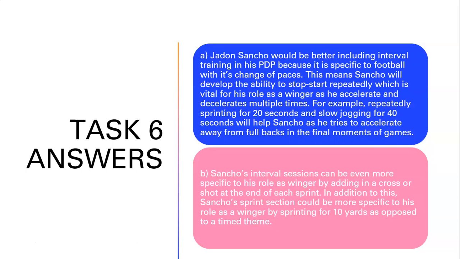And then for those of you who wish to strive for an A, another way we can make his sessions more specific. In addition to this, Sancho's sprint section could be made more specific to his role as a winger by sprinting for 10 yards as opposed to a timed theme. This is crucial because again the specificity is there. As we've seen, a winger typically sprints 10 yards at a time, so we are changing the interval session to look at sprinting over 10 yards, which is relevant to his role as a winger, as opposed to a number of seconds. If you've managed to put all of this, great work and well done.